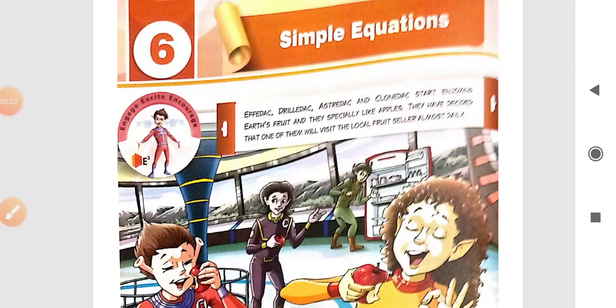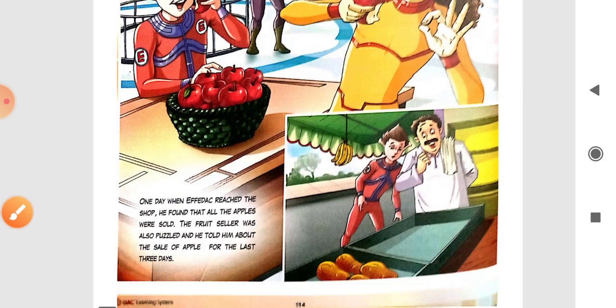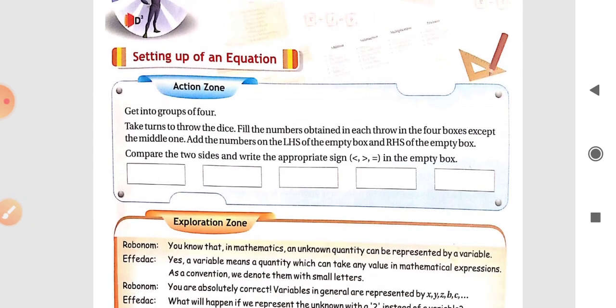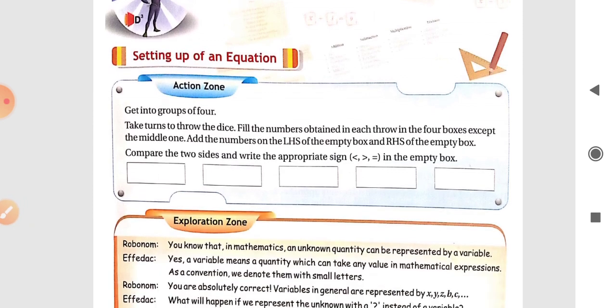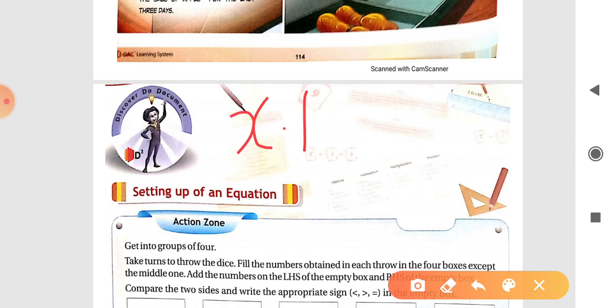Hello students, today we are starting the sixth chapter, that is simple equations. Chapter name is simple equations, and in the fifth chapter we have done the algebraic expressions. Can you give me an example of algebraic expression? For example, I am writing x plus 5. This is an example of algebraic expression. Okay, and what is an equation?